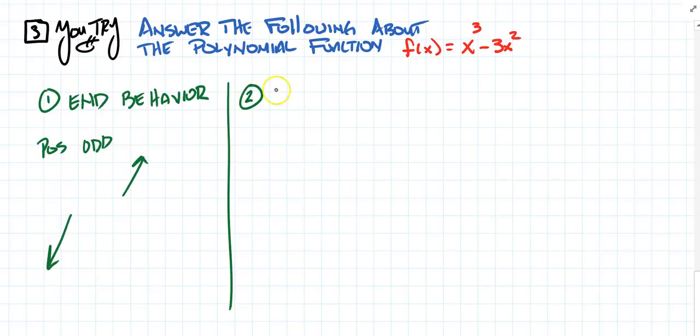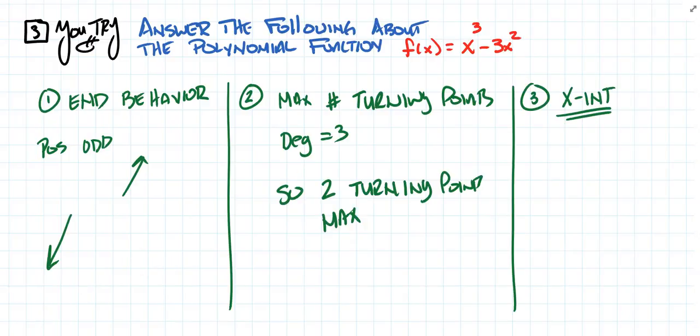Okay, second thing I want you to do is tell me the maximum number of turning points. Okay, for number 2, hopefully you got the right answer of 2, because we have a degree of 3, therefore there are 2 turning points.